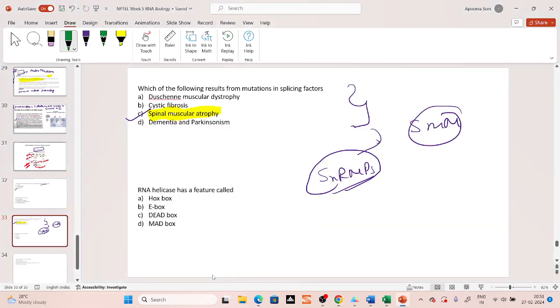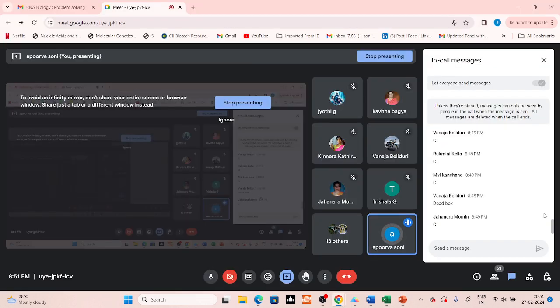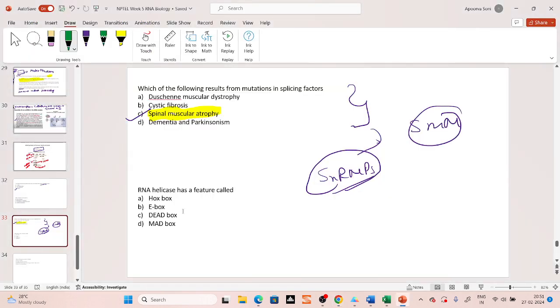Okay, the correct answer is option C, that is dead box. So basically, helicases that use these dead box are the helicases that utilize ATP for the unwinding. So RNA helicase has a special feature that helps in utilization of ATP for the unwinding of the nucleic acid.